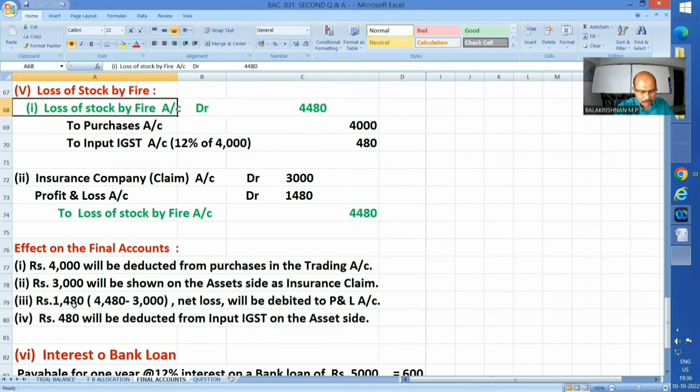3. Rupees 1,480, that is the net loss, will be debited to the P&L account. Any loss has to be absorbed by the profit and loss account. 4. Rupees 480 will be deducted from input GST on the asset side. I explained sufficiently. This 480 is no longer an asset for you. Input GST to that extent you have to reduce. Fine. And the next item.